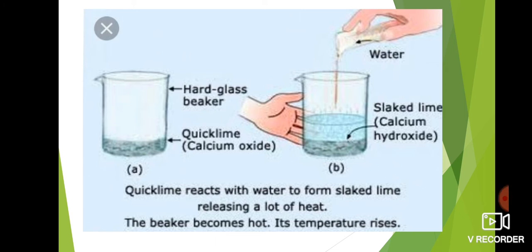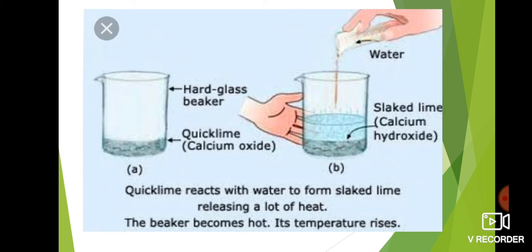Observe this figure. In figure A, there is one beaker and it contains quicklime. In figure B, we add water to this quicklime. It becomes calcium hydroxide. Calcium oxide, that is quicklime, and its formula is CaO. Quicklime reacts with water to form slaked lime, releasing a lot of heat.